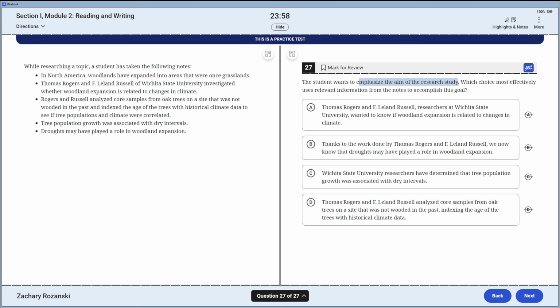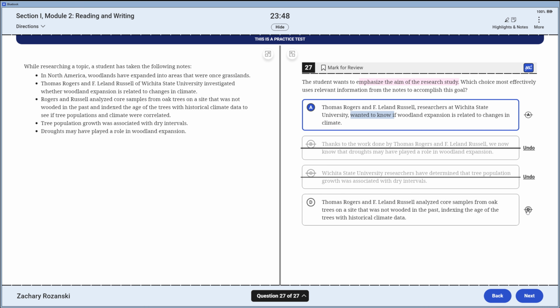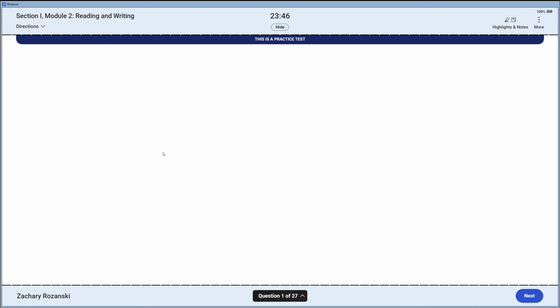I want to emphasize the aim. So why did they want to do it? Aim of the research study. Researchers at Wichita State wanted to know. That gives me some beautiful aim. Thanks to the work done, we now know, that's like a result. Wichita State have determined, that seems to be some sort of result. Analyze, this is like methodology, maybe even has a result. That's not what I'm looking for.